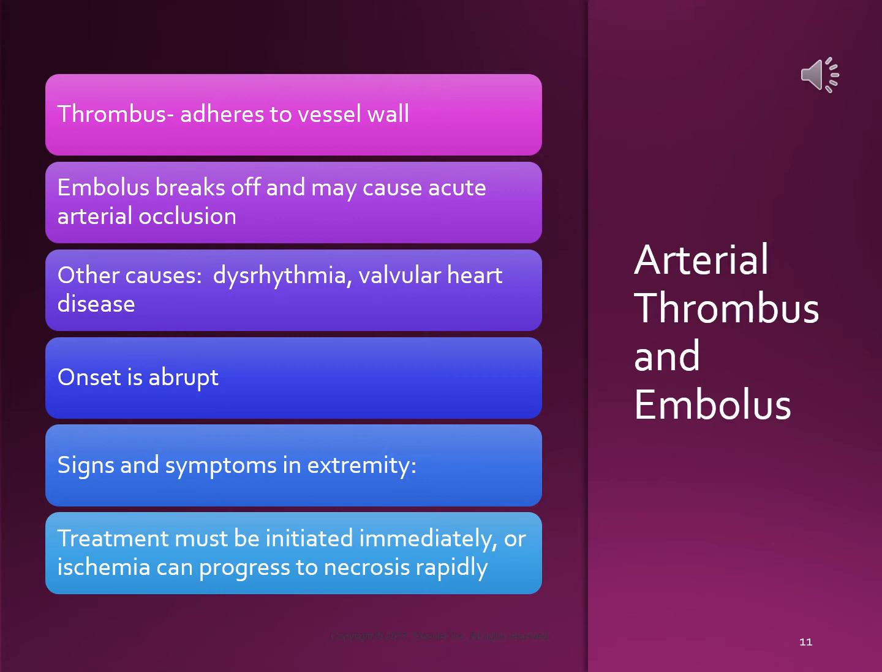The onset is abrupt because you've got abrupt cessation of arterial flow. And of course, the onset and the symptoms depend on the location and the chronicity of the peripheral arterial disease. So the signs and symptoms in the extremity that you might be looking at are, of course, those 6 Ps that we just talked about: pain, pulselessness, coldness, pallor, paresthesia, and paralysis. So any of those things that happen suddenly, especially the pulselessness, suspect an embolization that is blocking the blood flow.